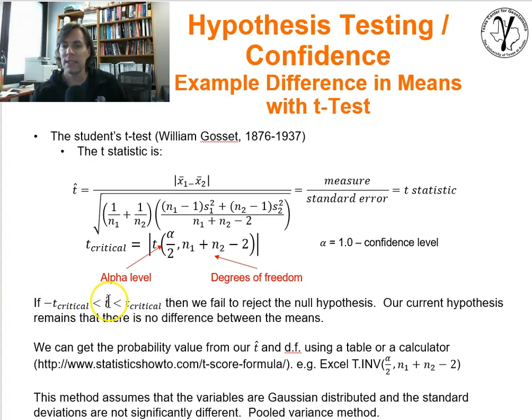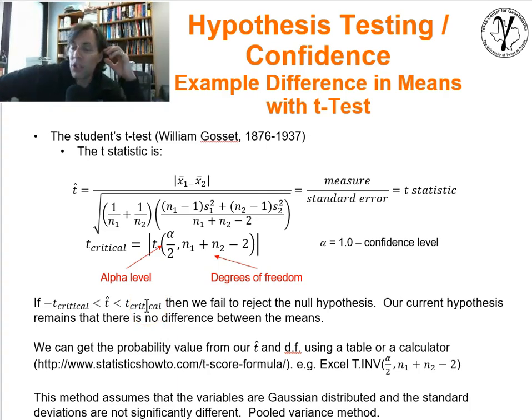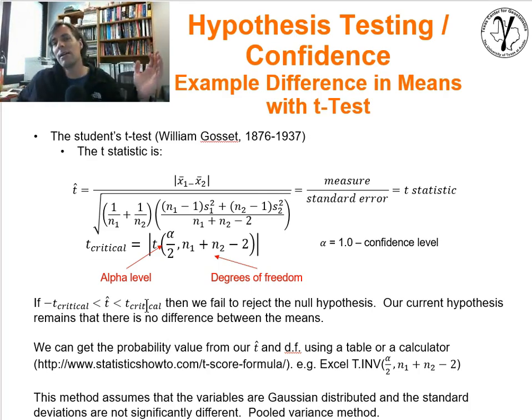If the T statistic is greater than or equal to the T critical, or less than or equal to the positive form of the T critical, it's a symmetric test, we don't care if we're bigger or smaller, then we fail to reject the null hypothesis. Our current hypothesis lives to fight another day, and we declare that there's no statistically significant difference in the means. We suspect that these two wells are from the same rock or whatever the problem might be.